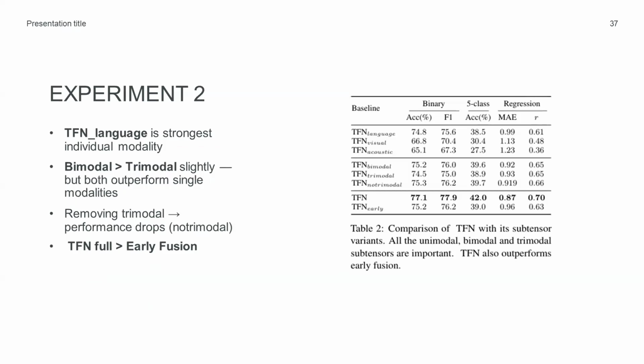In experiment 2, we conducted an ablation study to understand how different components contribute to TFN's performance. So here are the key takeaways from this experiment. Language is the strongest individual modality. Bimodal combinations outperform the full trimodal in some cases, but both are significantly better than using a single modality. When you remove the trimodal interaction terms, TFN trimodal performance drops, showing that all three modalities working together adds value. TFN also outperforms early fusion.